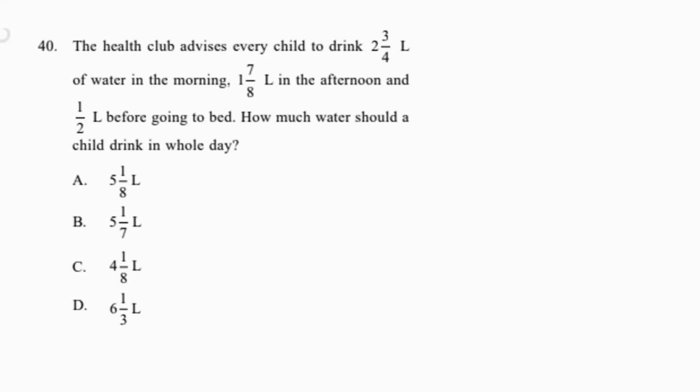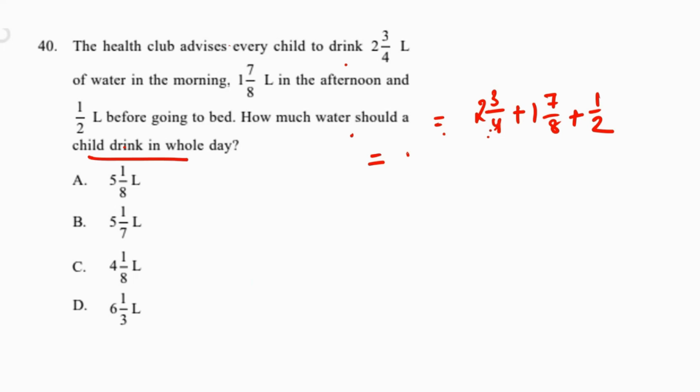The next question reads, the health club advises every child to drink 2 3 by 4 liters of water in the morning, 1 7 by 8 in the afternoon, and half liter before going to bed. So the total capacity of water that has to be drunk in the whole day is this. So we need to add all of them. Since they are mixed fractions, we should convert them first.